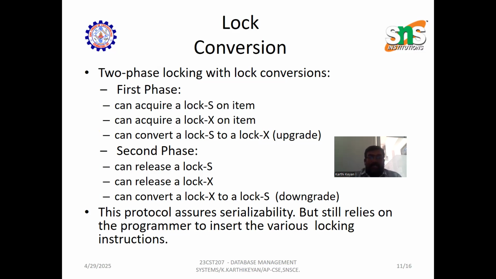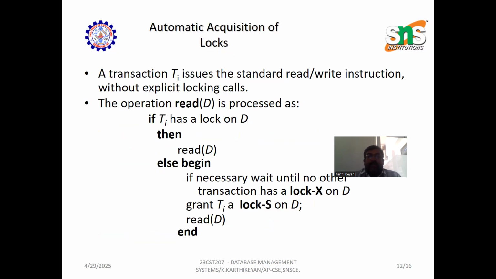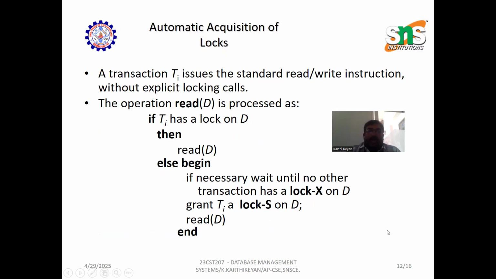The protocol assures serializability but still relies on the programmer to insert the various locking instructions. So this is an algorithm for automatic acquisition of locks. Transaction Ti issues the standard read and write operations without explicit locking calls. The operation read of D is processed as: if Ti has a lock on D, then read D; else begin, if necessary wait until no other transaction has lock X on D, then grant Ti lock S on D. Then read D.